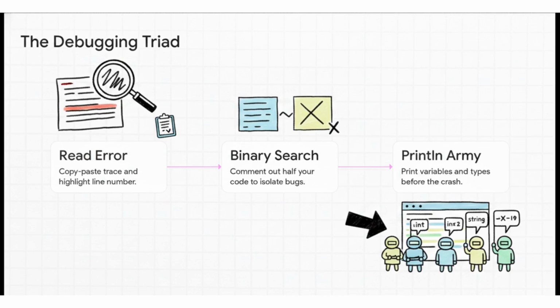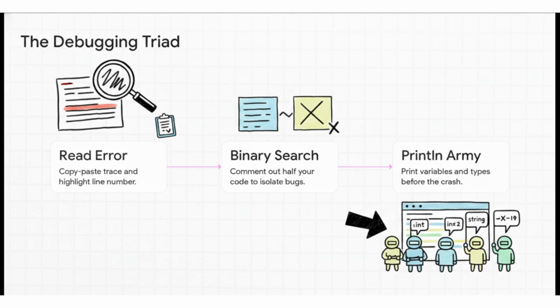You use your primary weapon, the debugging triad. Step 1, read the exact error. Don't skim it. Copy and paste the trace and highlight the exact line number. Step 2, binary search commenting. Just comment out half your code to isolate the broken function. If the code runs, boom, your bug is in the commented half. And step 3, the println army. Print your variables and their types out right before the line where it crashes.